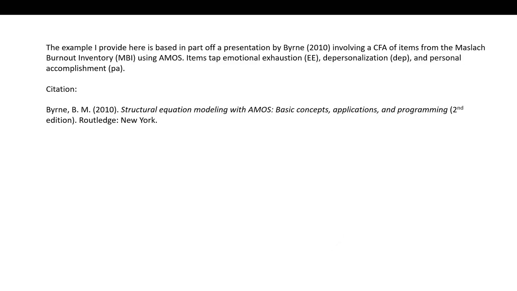So the example I provide here is based off a presentation by Byrne in her book Structural Equation Modeling with Amos. In that book she demonstrates how to perform CFA with items from the Maslach burnout inventory. The items associated with this inventory are designed to tap emotional exhaustion, depersonalization, and personal accomplishment. I'm not going to be using all of the items from Byrne's presentation. We're just going to use a subset of them to give you a basic idea about how to perform the analysis in Stata.